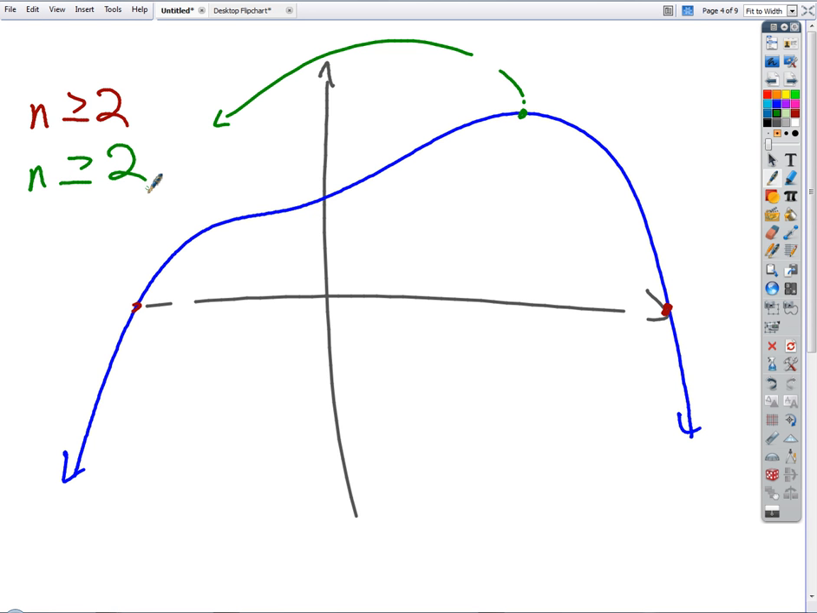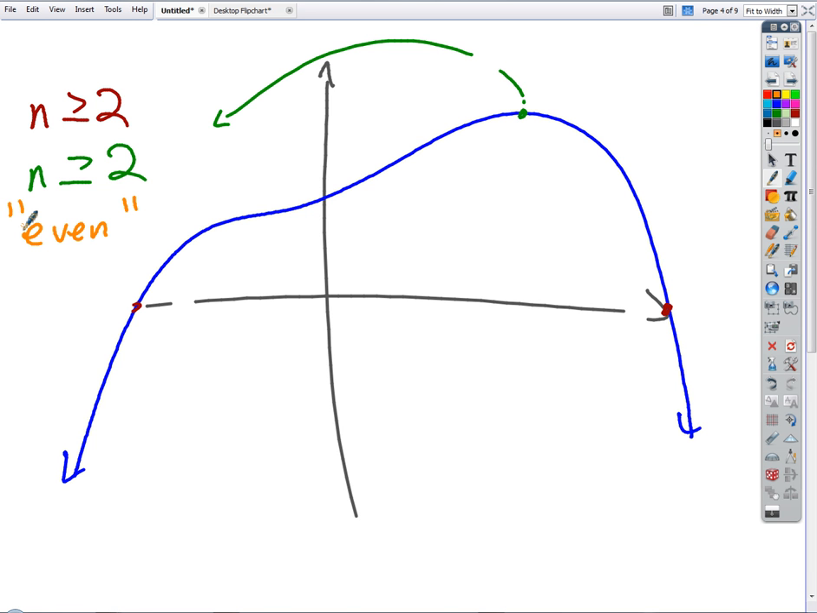End behavior, odd or even? Even, same on both sides? It's kind of goofy looking, but wouldn't you agree that the ends both go down? Okay. So, what do all the hints point at? It's 4, because n equals 2 can't be right.